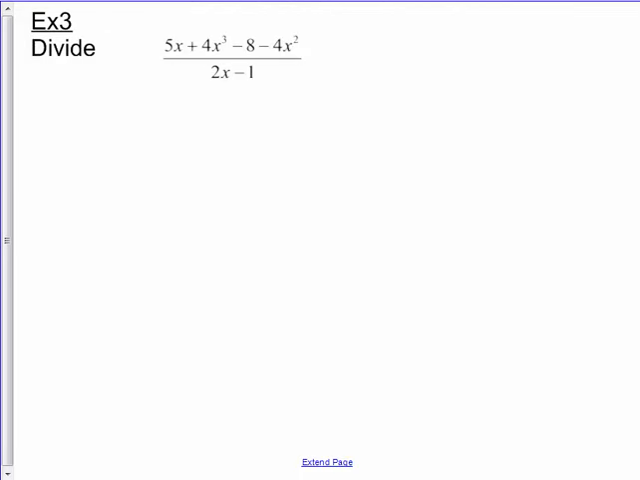So example 3 here. Do the same thing. I'm going to rewrite it here. I always want things in descending order, so I have the 2x minus 1, and I'm going to rewrite each term here.